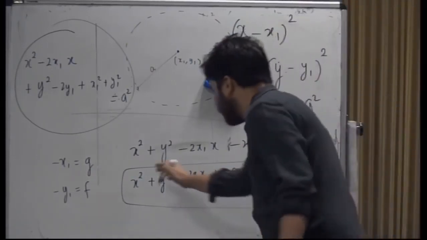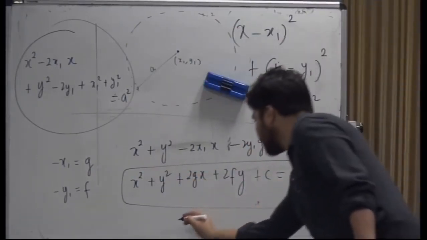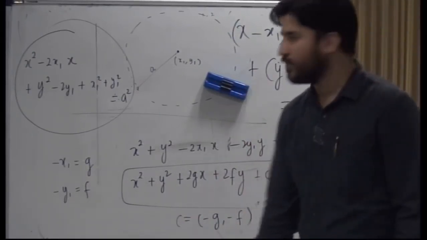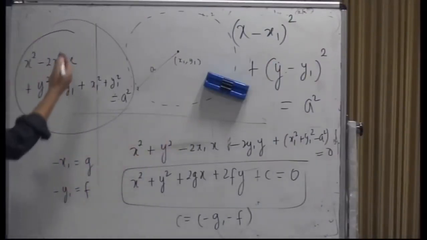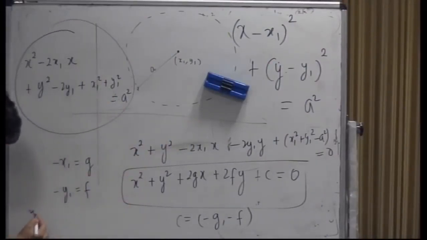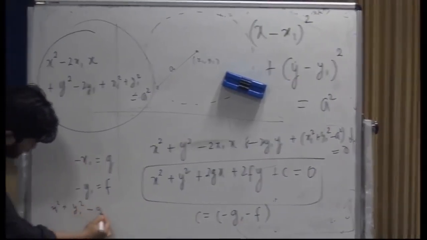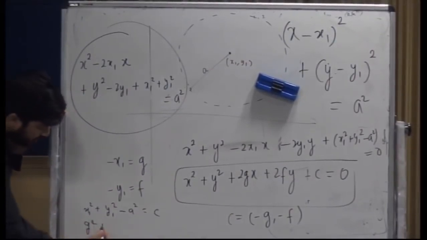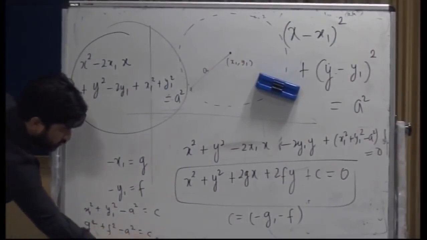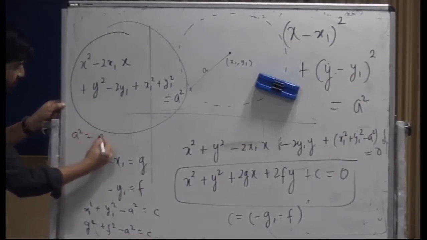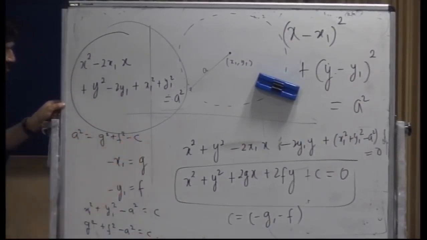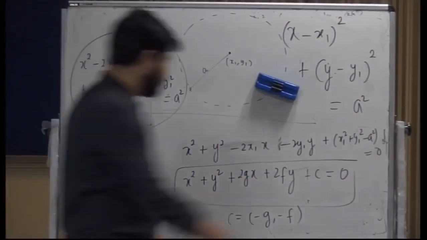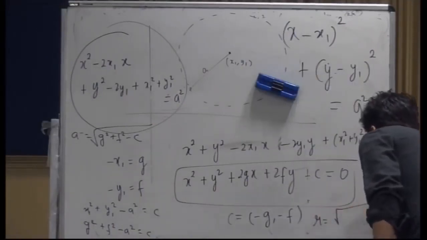So now I can say, if this is your general equation, the center is minus g, minus f. And if you observe, x1 square plus y1 square minus a square is c, right? Replacing x1 with g and y1 with f, a square is g square plus f square minus c, so the radius is going to be under root of that.